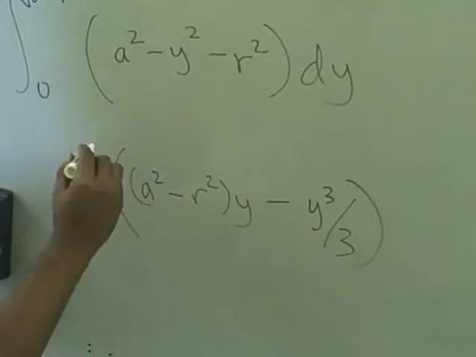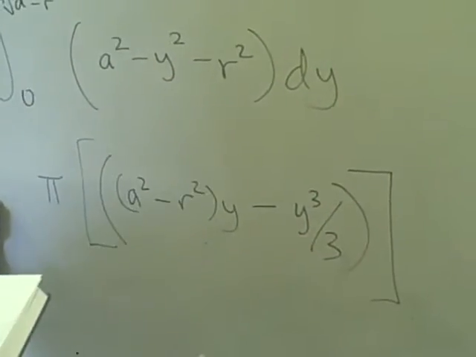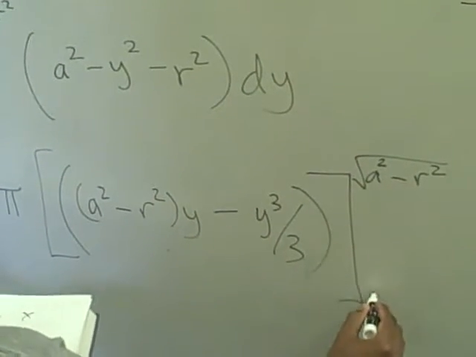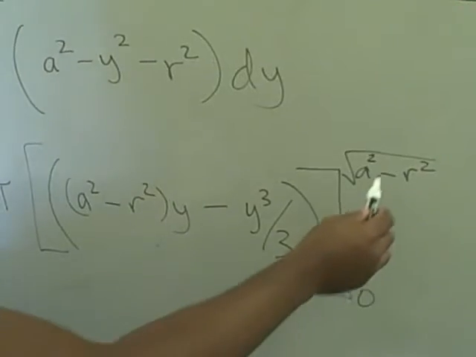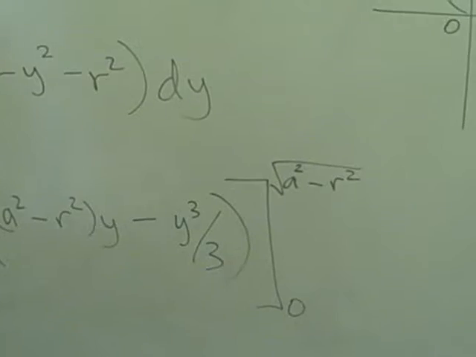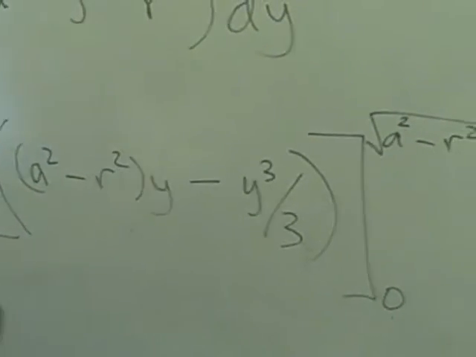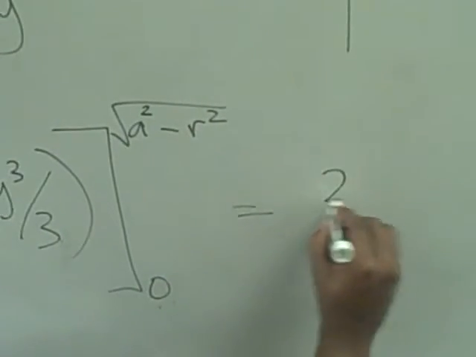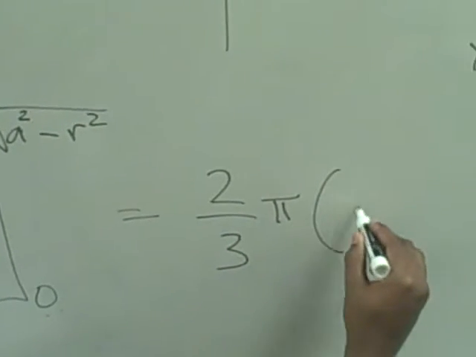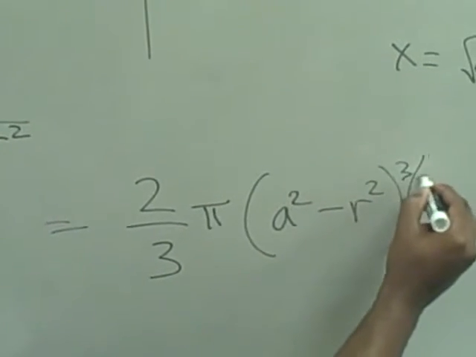When you integrate, you don't need the integral sign. So it's pi times that, from the limits 0 to the square root of a squared minus r squared. Basically you plug this in to y, and then plug the other limit into y, and at the end of the manipulation, you come up with 2/3 pi times (a squared minus r squared) to the 3/2.